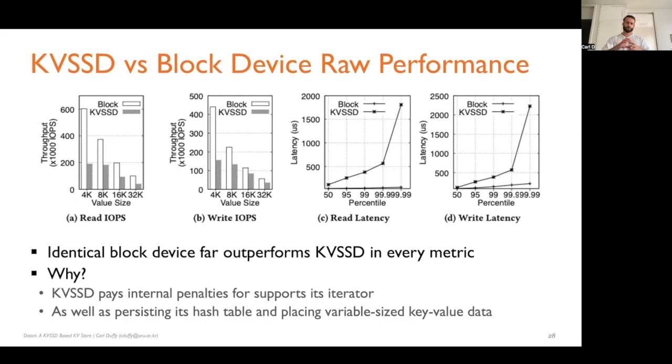So to set the scene for the KVSSD and block device raw performance, we can look at the IOPS and latency at different value sizes. And in general, the KVSSD far underperforms the block SSD because it pays penalties for maintaining its iterator function, persisting its own hash table, and placing variable size key value data instead of just fixed size blocks like the block SSD.